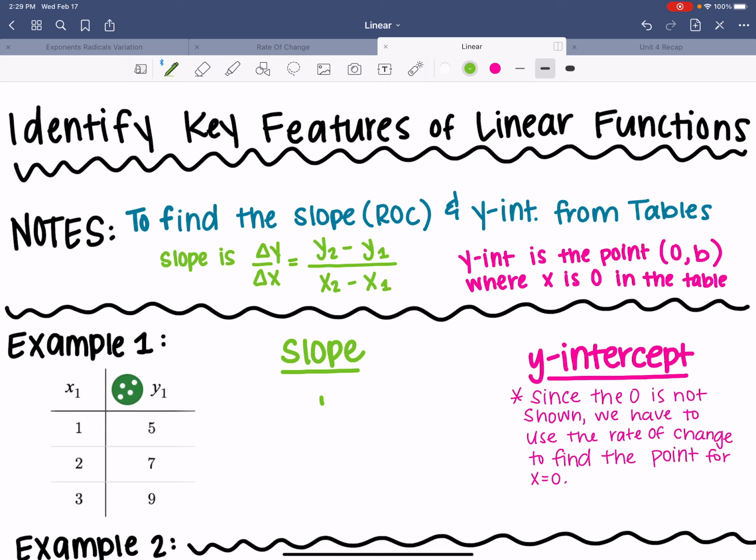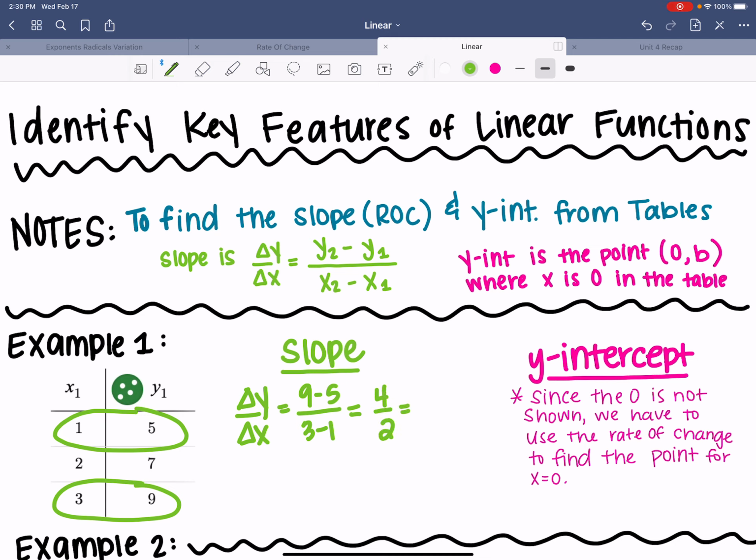So with tables, the slope is just the rate of change. We have a table already, and we're just going to find the change in y over change in x. For example 1, we could pick 2 points and subtract the y values, so that would be 9 minus 5, and subtract the x values, which would be 3 minus 1, so that would give us 4 over 2, and 4 divided by 2 is 2. So we can use the rate of change to find that our slope is 2.